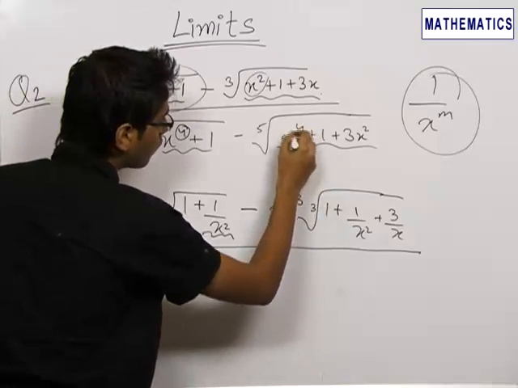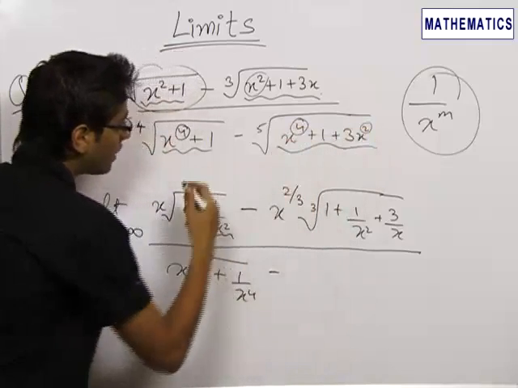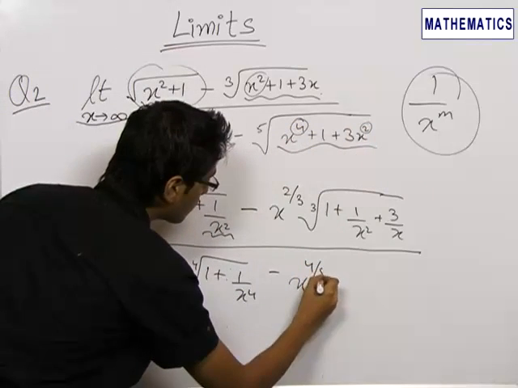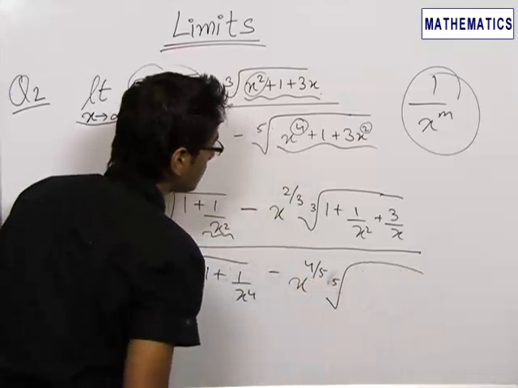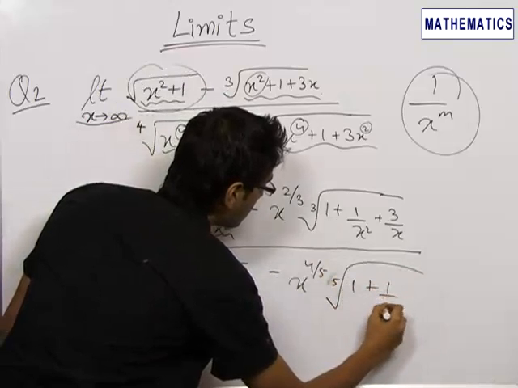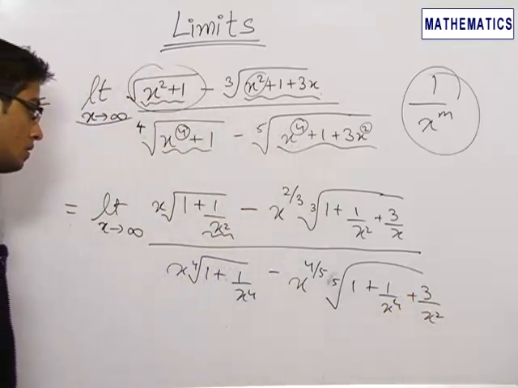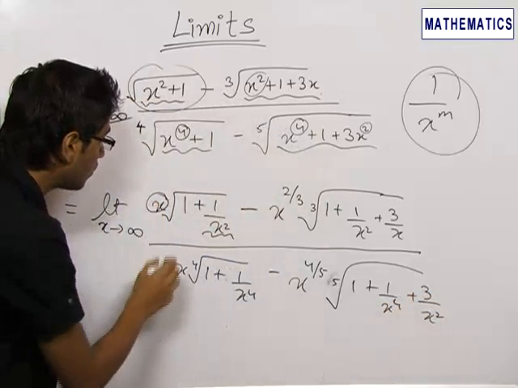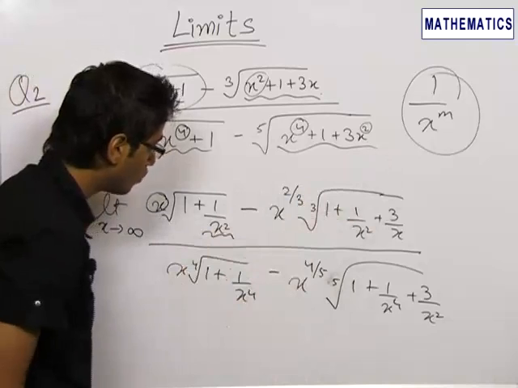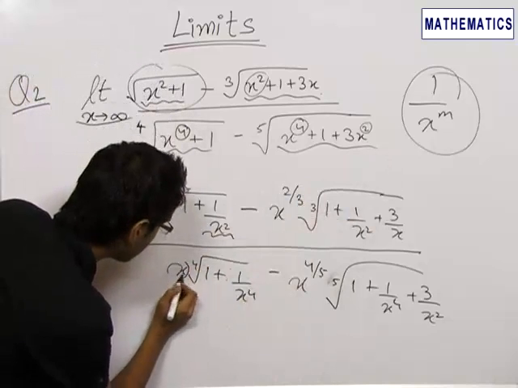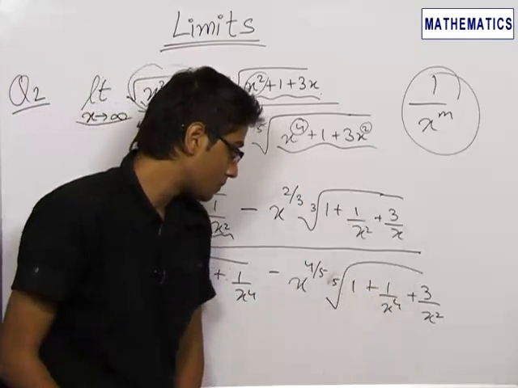Here the powers are 4, x power 0 and x power 2. The highest power is 4, so we take x power 4 outside, which will come out as x power 4 by 5 into the fifth root of 1 plus 1 upon x power 4 plus 3 upon x square. So now we have x into a bracket involving 1 upon x type of terms, minus x power 2 by 3 into some other cube root, or rather x into some other bracket of fourth root, and x power 4 by 5 into something.